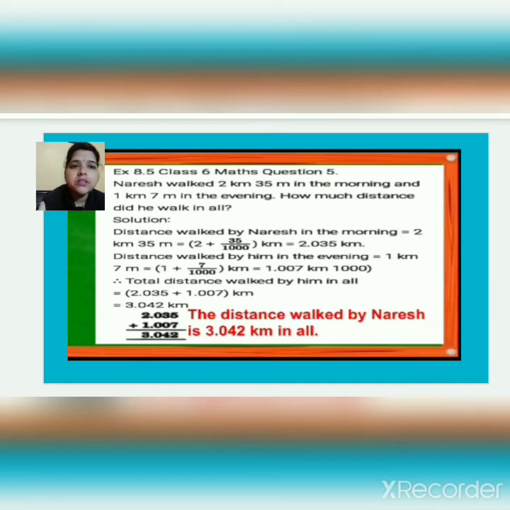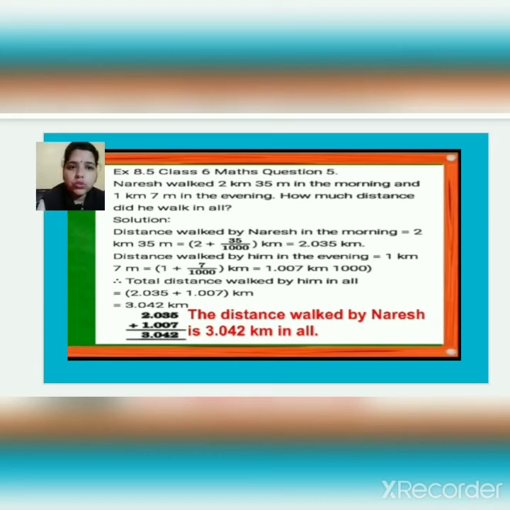Naresh walked 2 km 35 meter in the morning and 1 km 7 meter in the evening. How much distance did he walk in all? You have to calculate the distance he walked in all. So how will you write it? The distance walked by Naresh in the morning is 2 km 35 meter. So what will we do? We will convert 35 meter into kilometer.